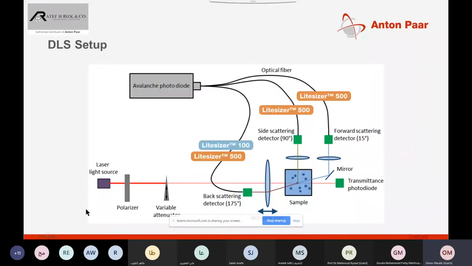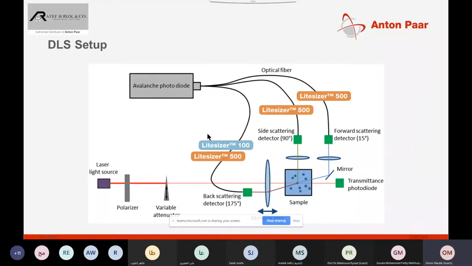And this is a schematic diagram of any DLS equipment. This is basically for our LightSizer series. You can see we have a laser system. The laser is incident on a sample. Now, in the sample, you have particles randomly moving. We detect the scattered intensity of light from the particles. The detection mode can be of three angles. We have forward scattering, side scattering, as well as back scattering.